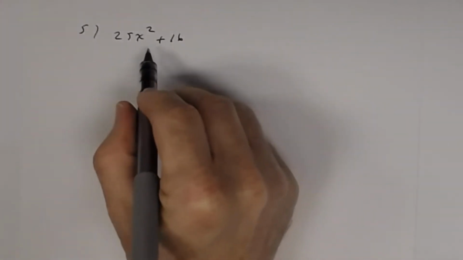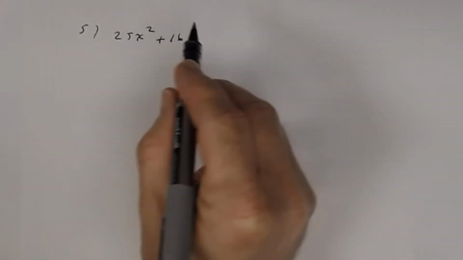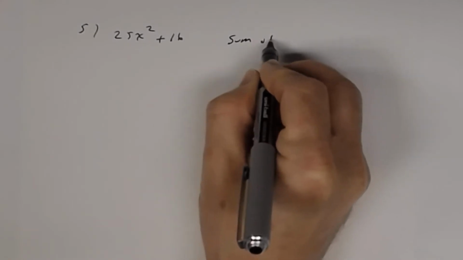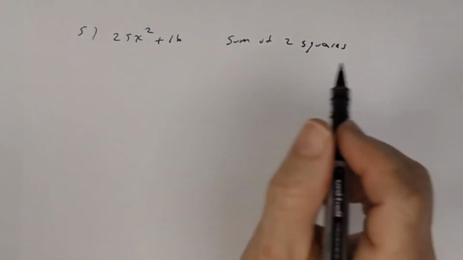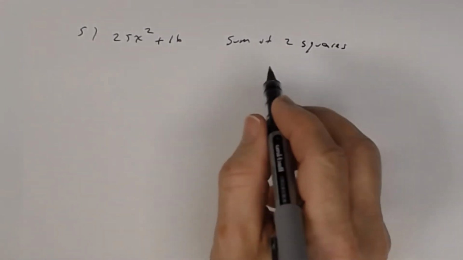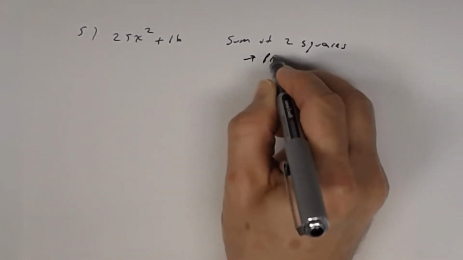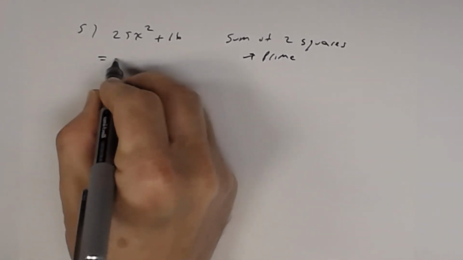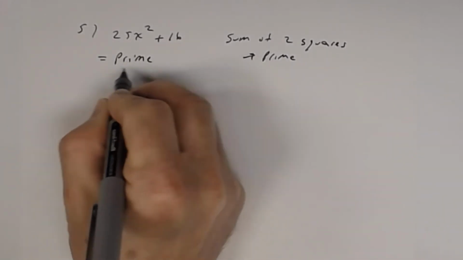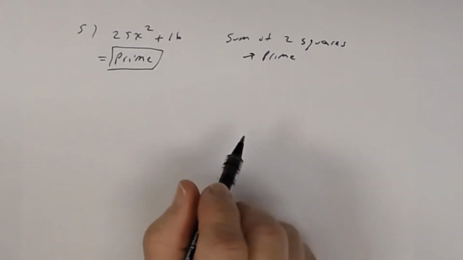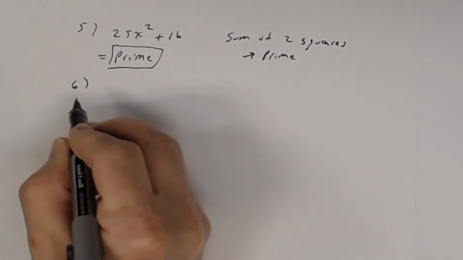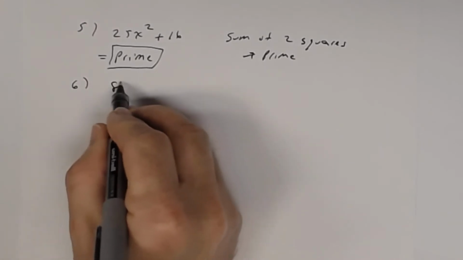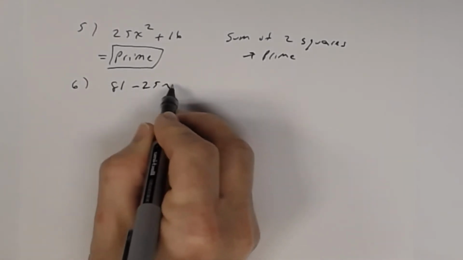Now, notice that this right here is the sum of two squares. And the GCF is 1, okay? The GCF is 1, but it is the sum of two squares, and we know the sum of two squares is prime. So right away you're going to say prime. You cannot factor the sum of two squares. So it is prime.